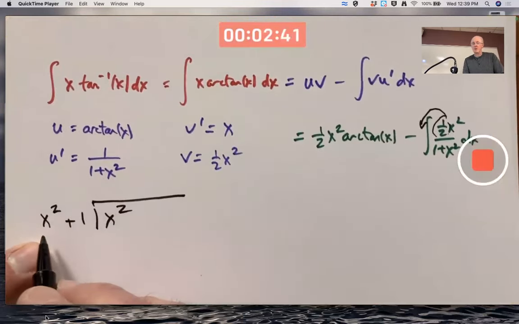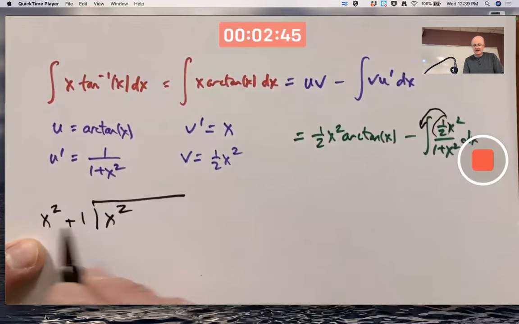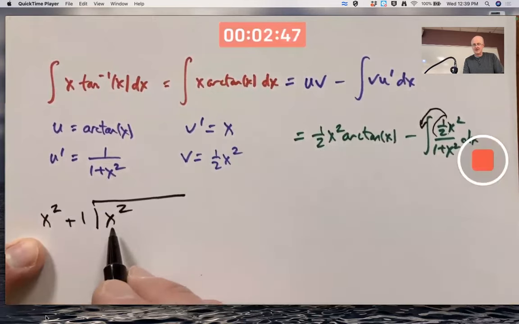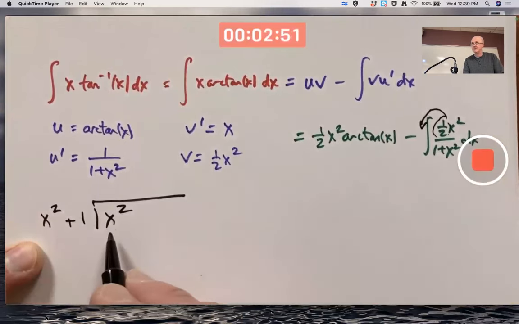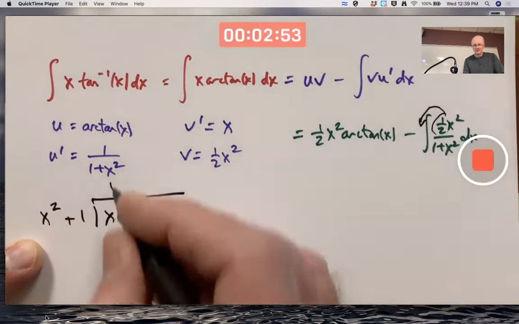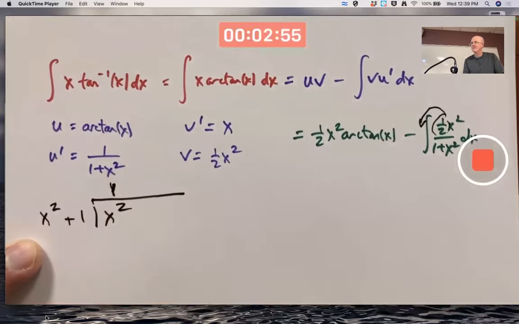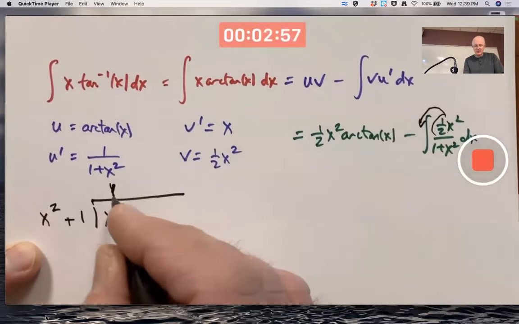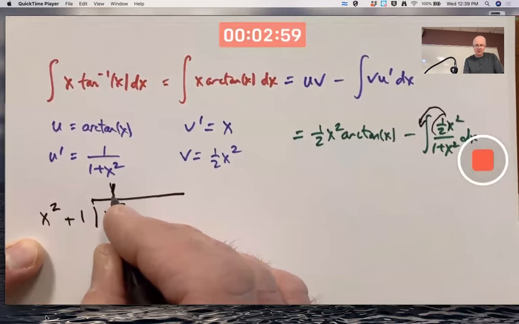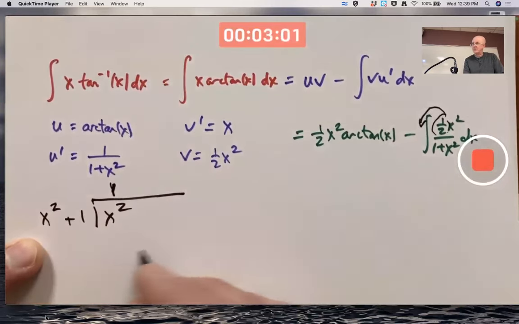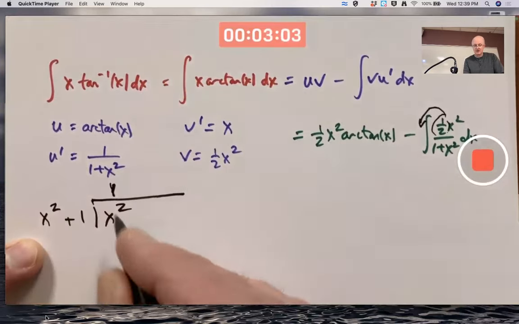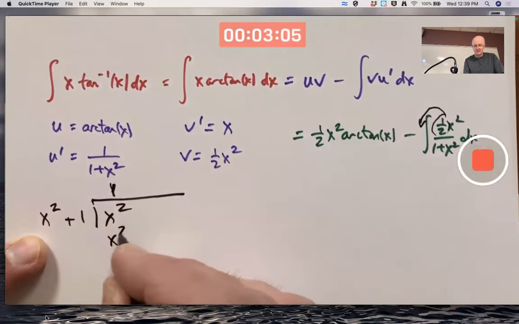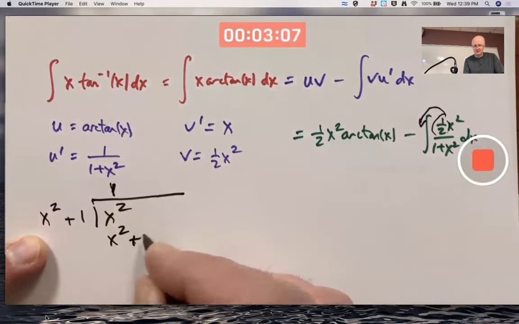Ask yourself, what do I need to multiply the highest power here, x squared, by, to get the highest power there? It's almost too easy. What do I need to multiply x squared by to get x squared? 1. Do it. Put the 1 up there. Then actually multiply that thing, in this case 1, times this and put the answer down below the x squared. 1 times x squared is x squared, plus 1 times 1 is plus 1.